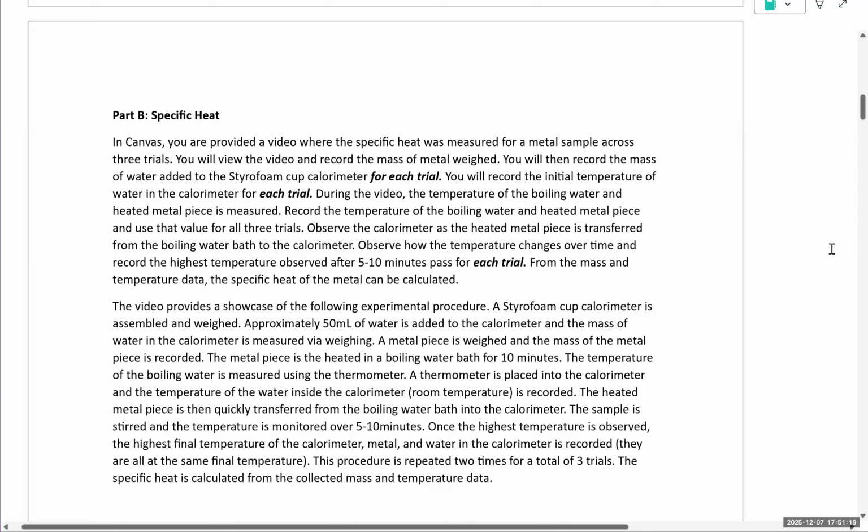You're going to want to observe the calorimeter as the heated metal piece is transferred from the boiling water bath into the calorimeter. What we're doing is allowing the metal piece to exchange heat with the water in the calorimeter, and as a result, the temperature of the water in the calorimeter is going to increase. By measuring this change in temperature of the water in the calorimeter, we can figure out how much heat was exchanged between the water and the heated metal piece that we added to the water. And based on the mass of the metal piece and the temperature data, we can figure out the specific heat of our metal sample.